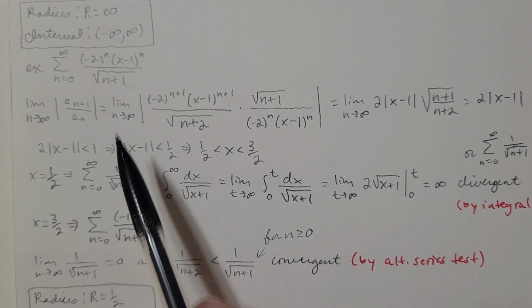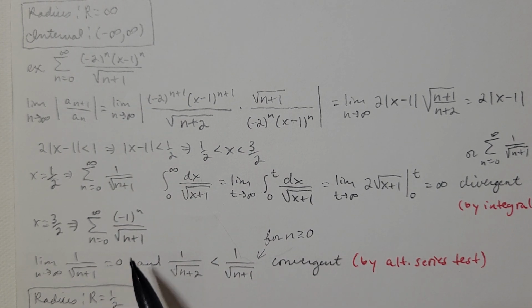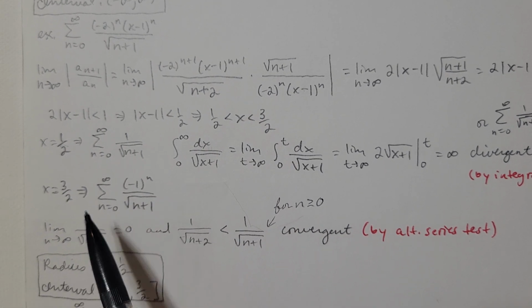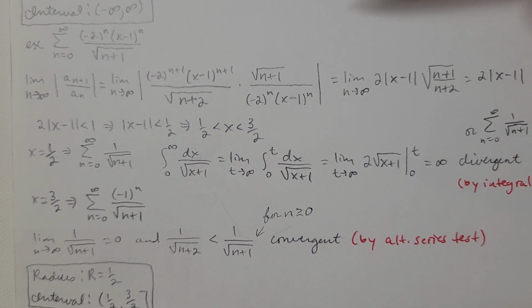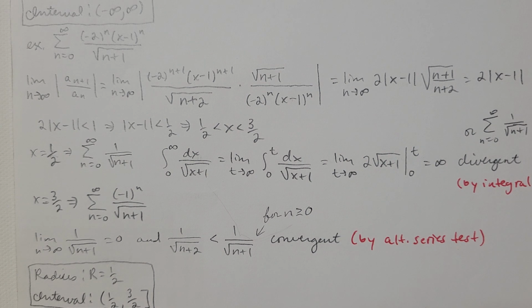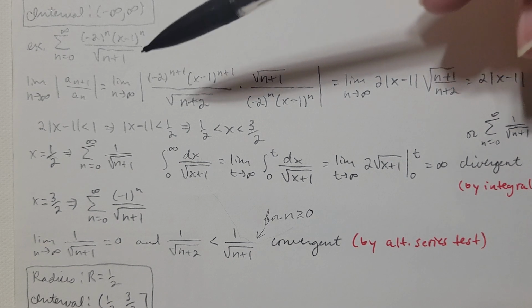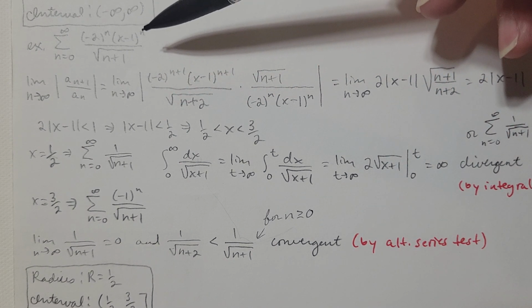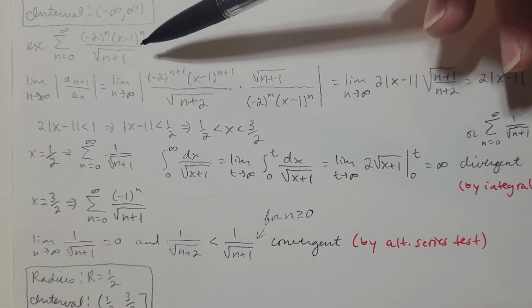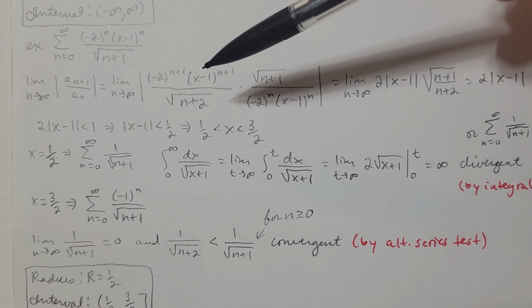And I'm dividing that by the square root of n plus 1. Okay, so this would be the corresponding series that I get here. By the way, when you're plugging in these numbers, make sure that you simplify. I wouldn't want to just leave it as negative 2 to the n times 3/2 minus 1 to the n divided by the square root of n plus 1.